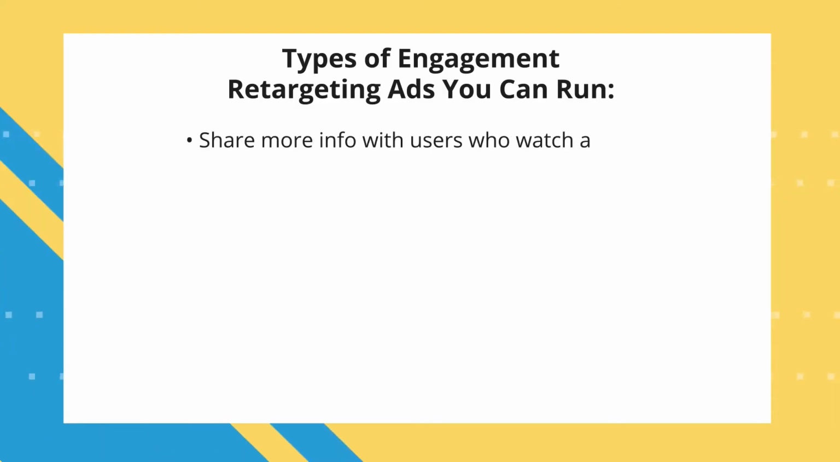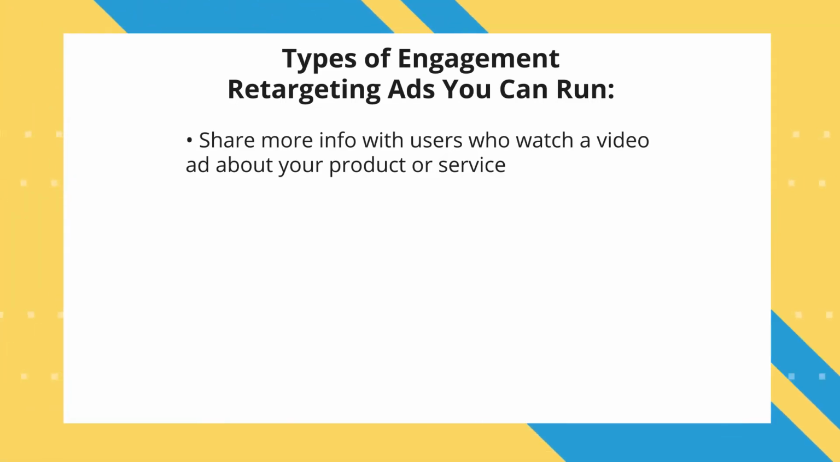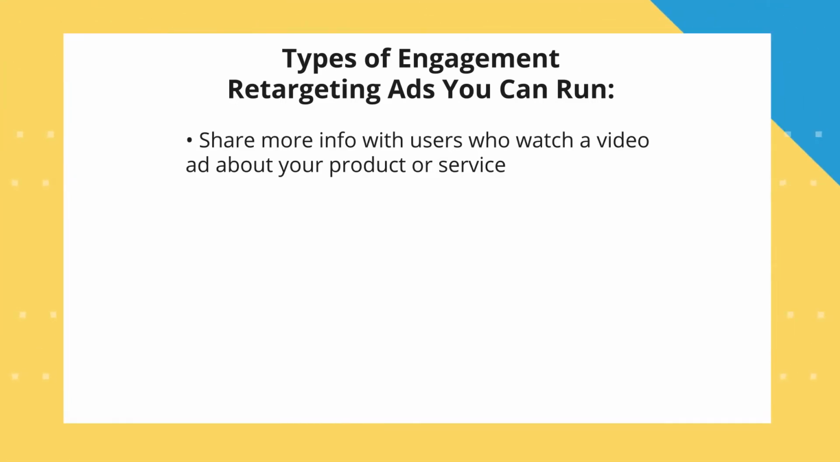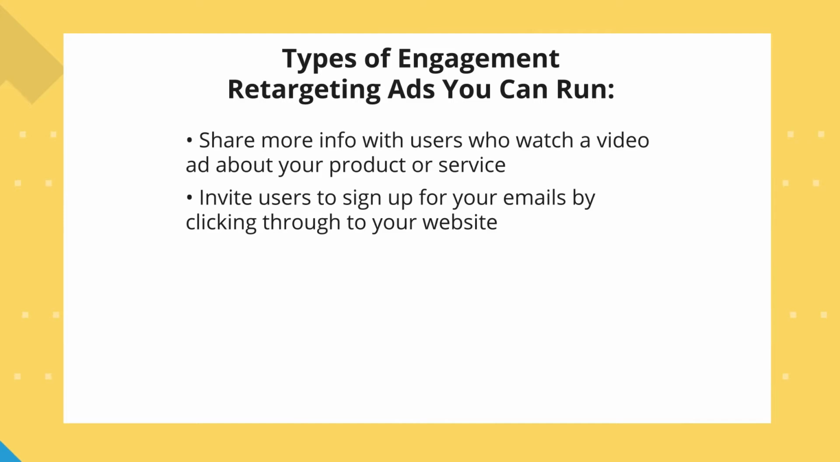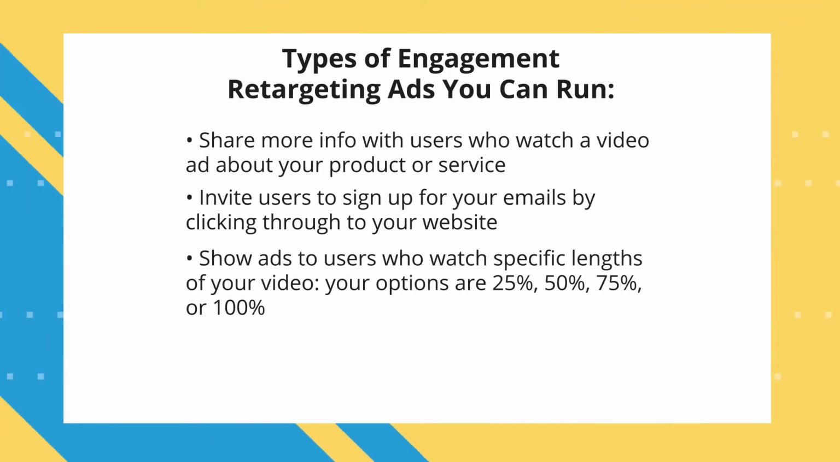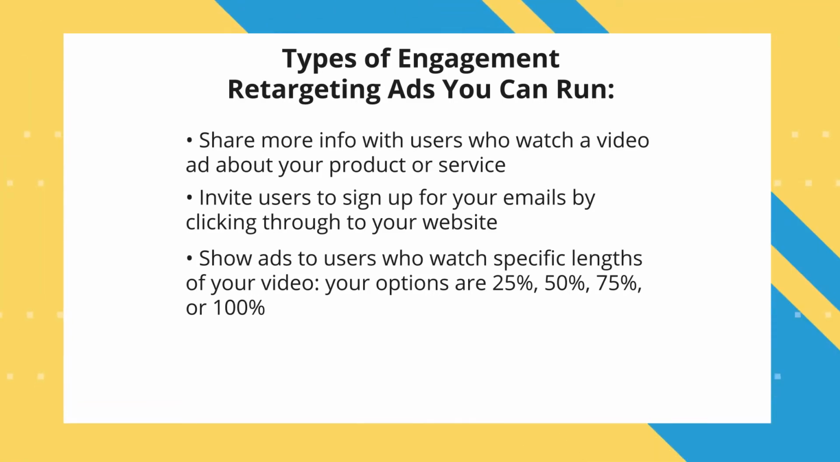Here are some ideas of the types of engagement retargeting ads that I've run that I've seen success with. You can share more info with users who watched a video ad about your product or your service. Create a series of videos that start from a general interest to a more specific interest, and show these to your audience as they continue to engage. Invite users to sign up for your emails by clicking through to your website. Show ads to users who watch specific lengths of your video. Your options are 25%, 50%, 75%, or 100%.